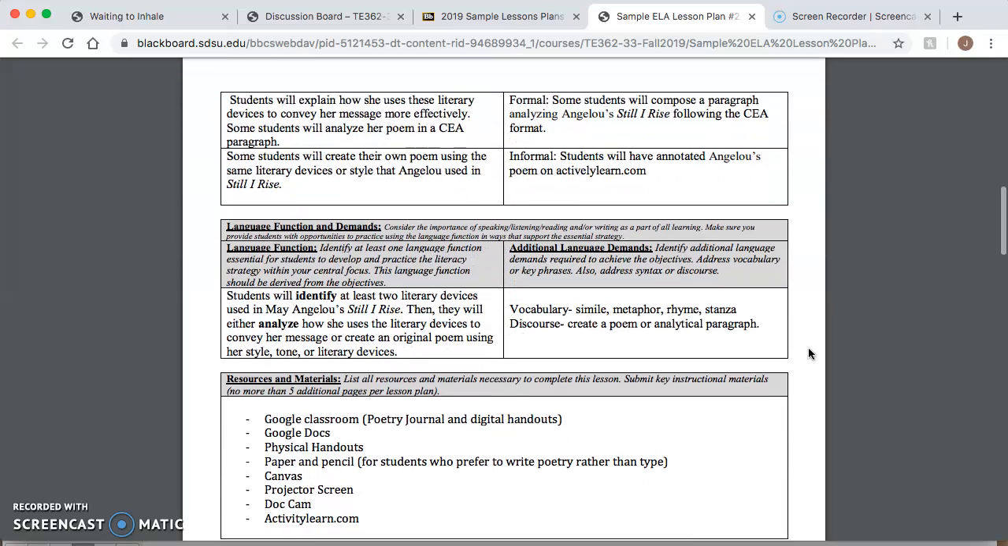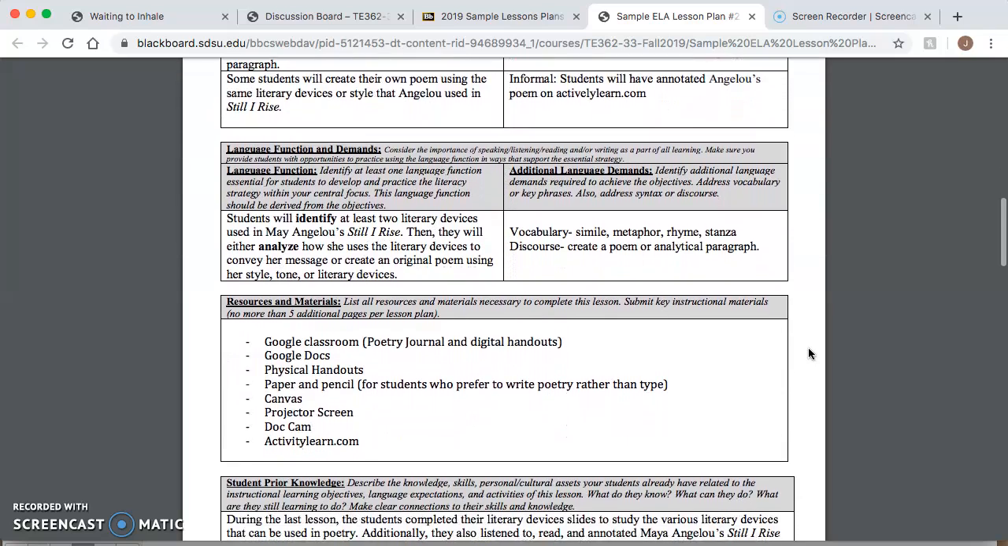And as we go to the language function and additional language demands, we basically just see what we'll be having the students focus on. So in this example, we see that students will identify and they'll be able to analyze. And so we know that as we're developing our lesson plan, we want to focus on these two important skills for them.